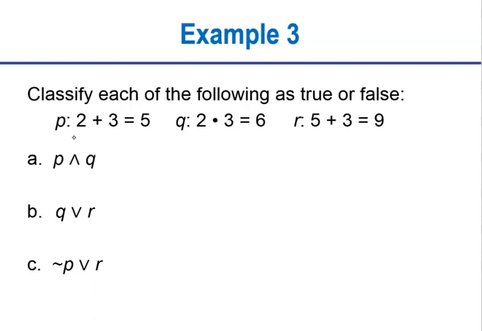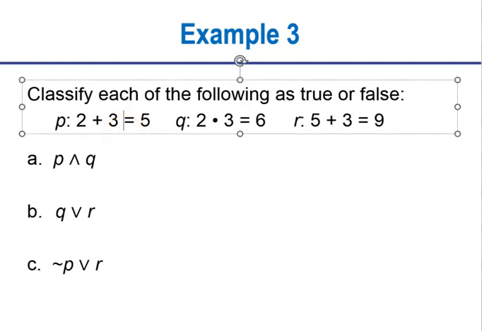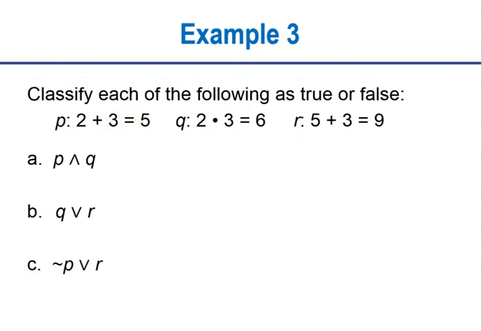But 2 plus 3 equals 5. Okay, true or false? Well, that's a true. Let me get my pen working. That's a true statement, right? 2 times 3 equals 6. Yep, that's a true statement. On the other hand, 5 plus 3 equals 9. That's not cutting it, right? 5 plus 3 is equal to 8. So that's a false statement.